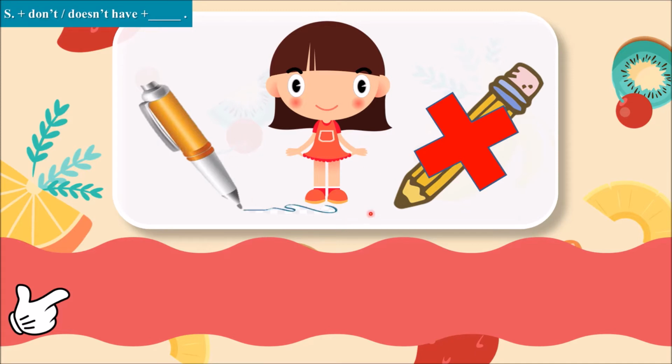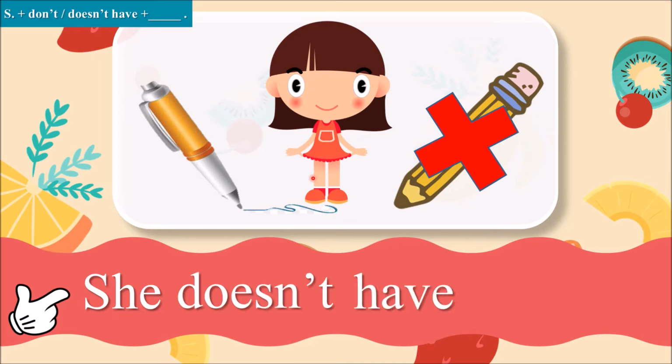In this picture, a girl or a woman, we use she. And she, we use doesn't have. And next, look at the cross mark. She doesn't have a pencil. In this picture, she doesn't have a pencil.